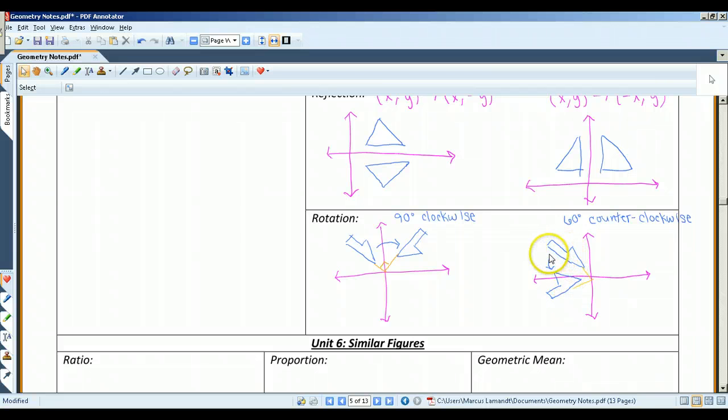Okay? Notice that rotations are supposed to preserve distances from the center of rotation, though it's hard to tell in my drawings. So segments drawn from the center of rotation to corresponding points on the figures are congruent. So this segment is supposed to be congruent to this segment, even though it doesn't look like it because my drawings are off. This segment would be congruent to this segment. All right, and that's all for Unit 4.